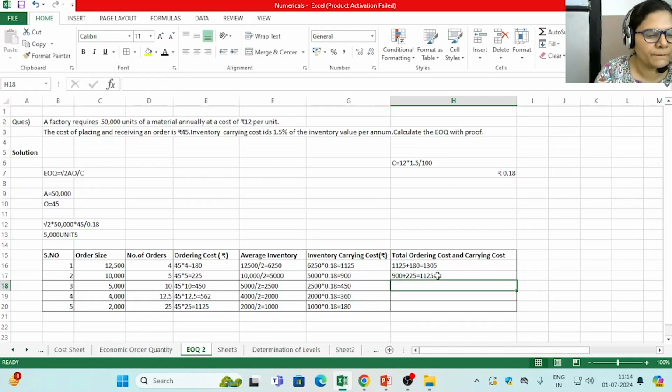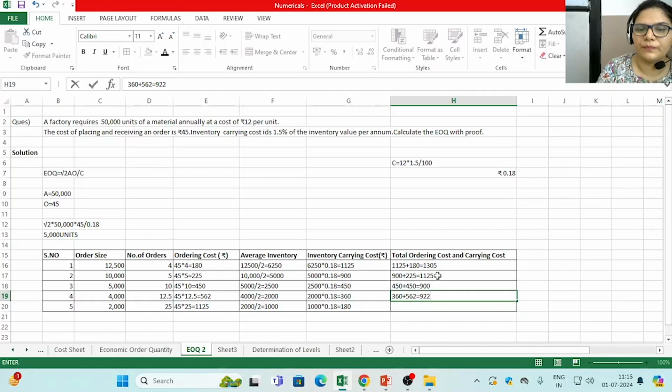Next is 450 plus 450 is equal to 900. Next is 360 plus 562 is equal to 922. We are ignoring the 0.5 value over here. Next is 180 plus 1125 is equal to 1305.